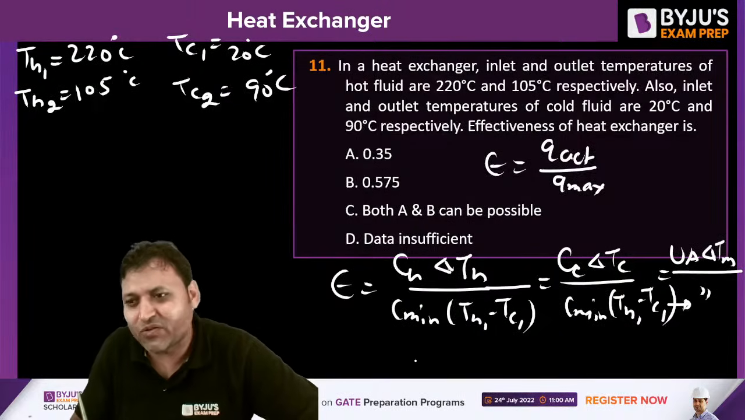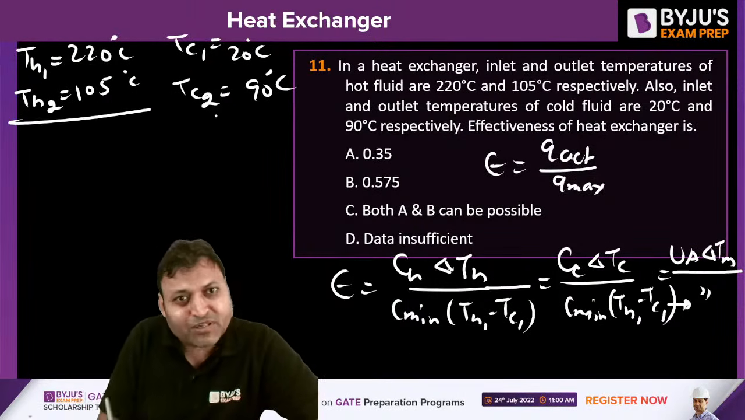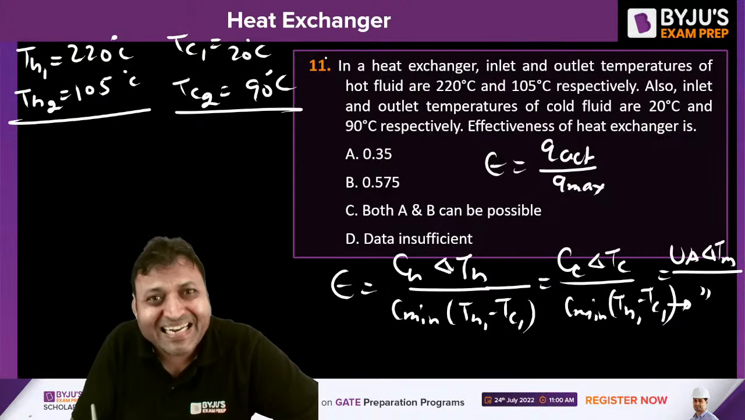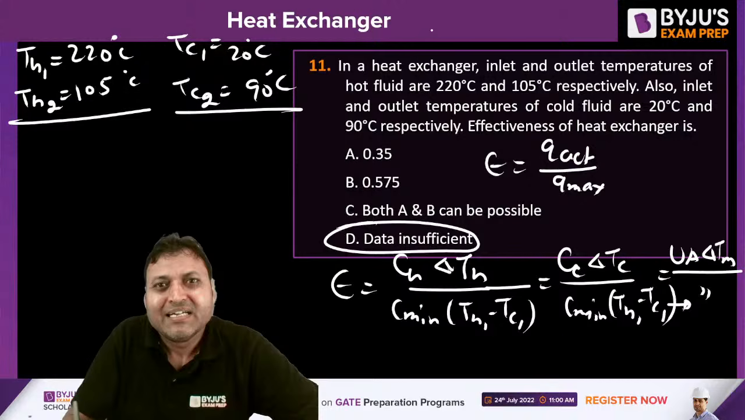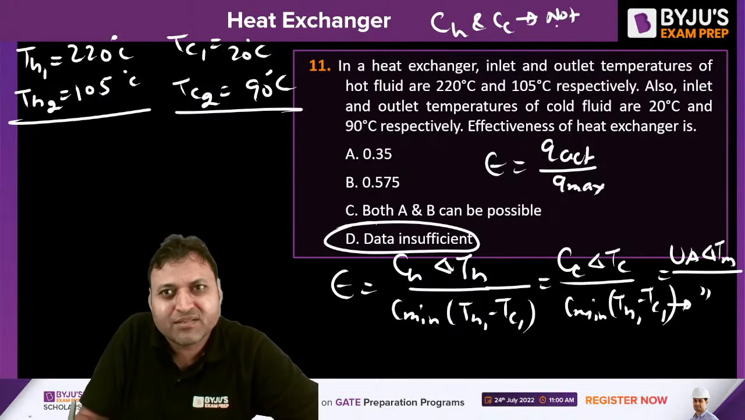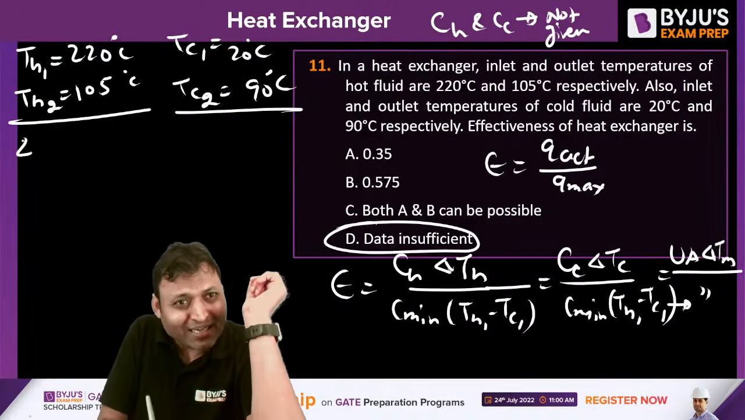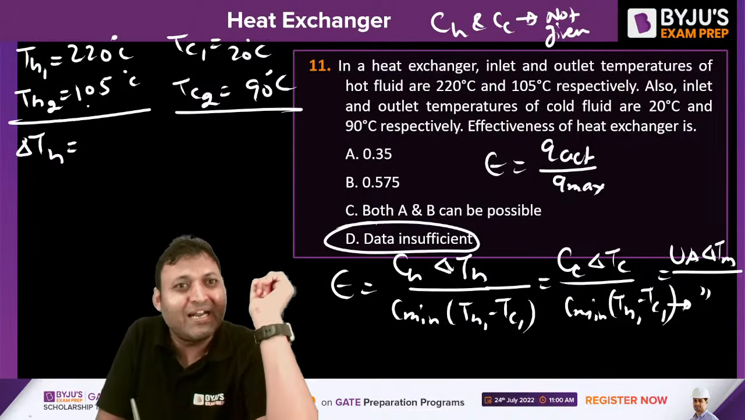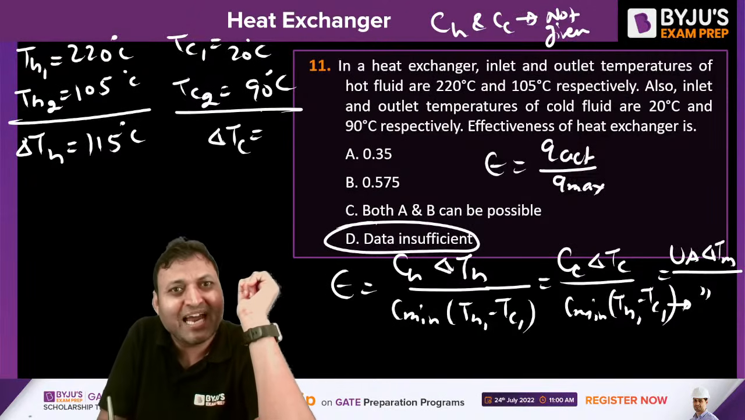Now, the effectiveness of the heat exchanger. What is the correct answer? By reading the question, it looks like the data may be insufficient because the specific heats CH and CC are not given to us. But try to understand what delta TH is. If you calculate delta TH, that is 115 degrees Celsius. And what is delta TC? 90 minus 20, that is 70 degrees Celsius.